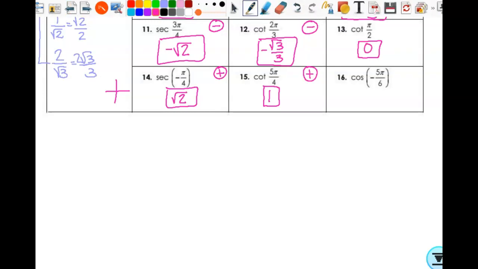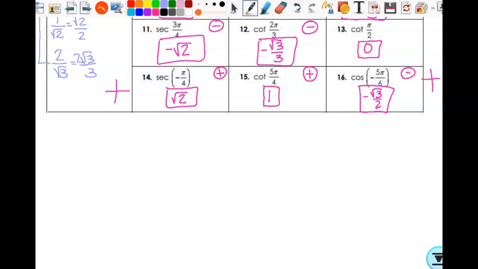Last one, Holly. Cosine. We don't have to think about a reciprocal, right? What quadrant is negative 5 pi 6 in? I'm going to go negative. It's in the third because this will be negative 6 pi. So it's in the third quadrant. So is this going to be positive or negative? Negative. So what is the cosine of pi 6ths? Square root of 3 over 2. So that means my answer is just negative square root of 3 over 2. Okay? Don't have to think about reciprocals. Good deal. All right. Any questions at all?